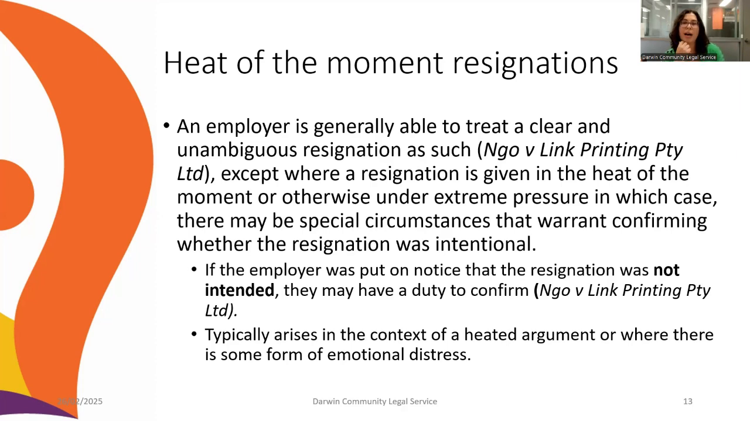The finding in that case was that the employer was put on notice that the resignation was not intentional, and that in those kinds of circumstances, a resignation might not actually be a resignation. And as an employee, you have to try harder, basically, to confirm what the status is.